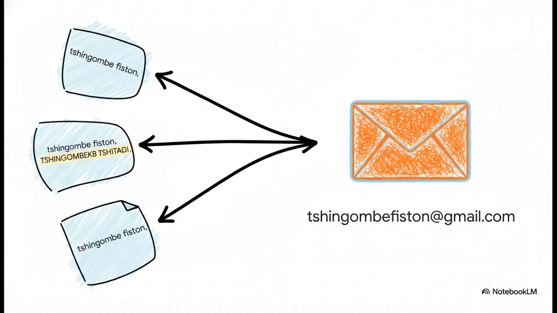So we started digging, right? We're cross-referencing documents and seeing all these different versions of the same name. But then, boom, we found the key that unlocked it all. One consistent email address showing up across multiple files. And suddenly, our mystery man had a name, Chinangombe Fiston.